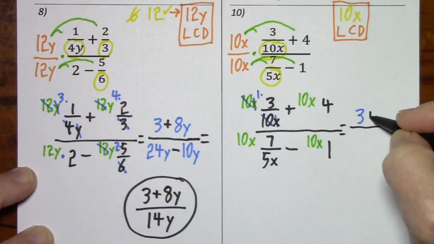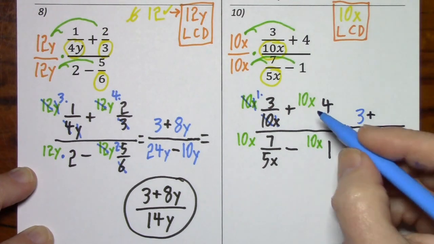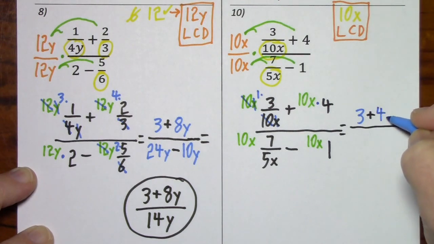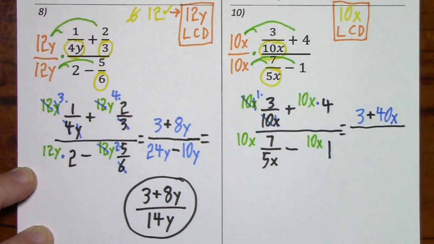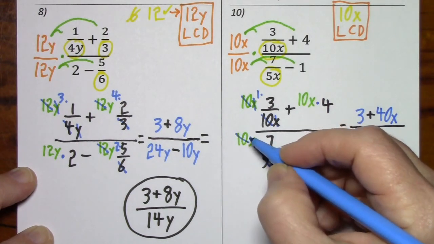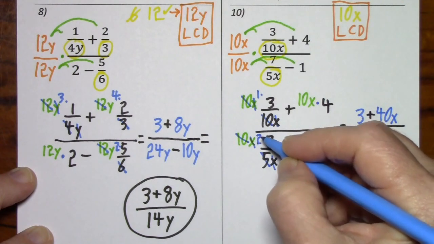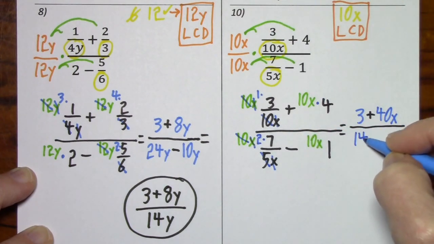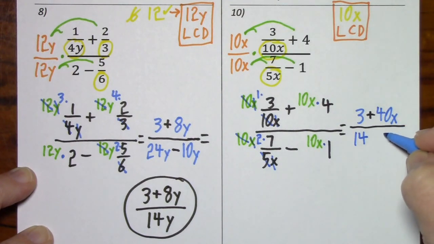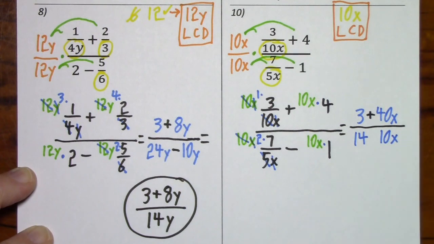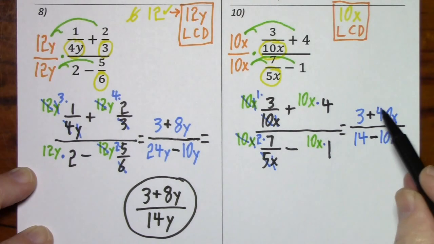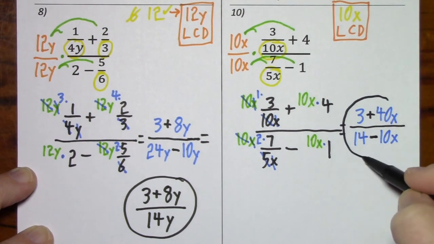Bring over the plus. Nothing to simplify, so it's just 10 times 4 is 40. And you bring over the x. X cancels x. Divide by 5. Divide by 5 leaves you with 2 times 7. And there's nothing to simplify, so it's 10x times 1. And I need to bring over the negative. Nothing can be simplified here, so this is our answer.